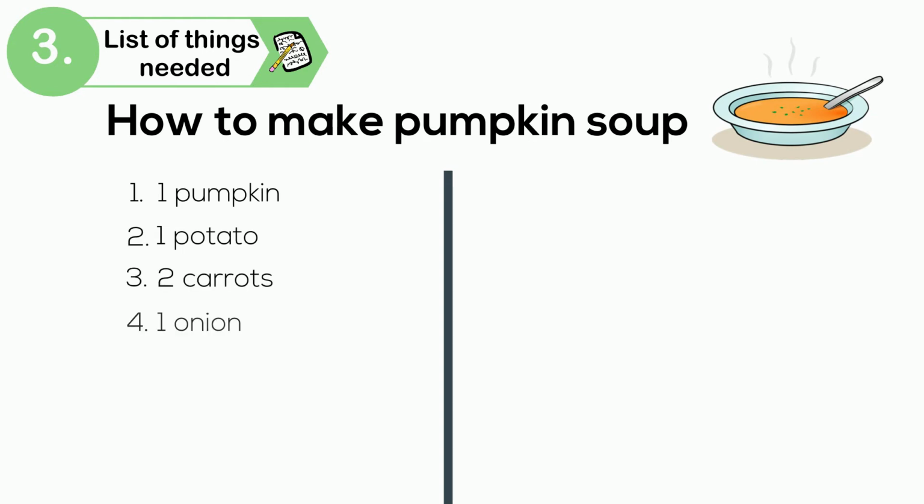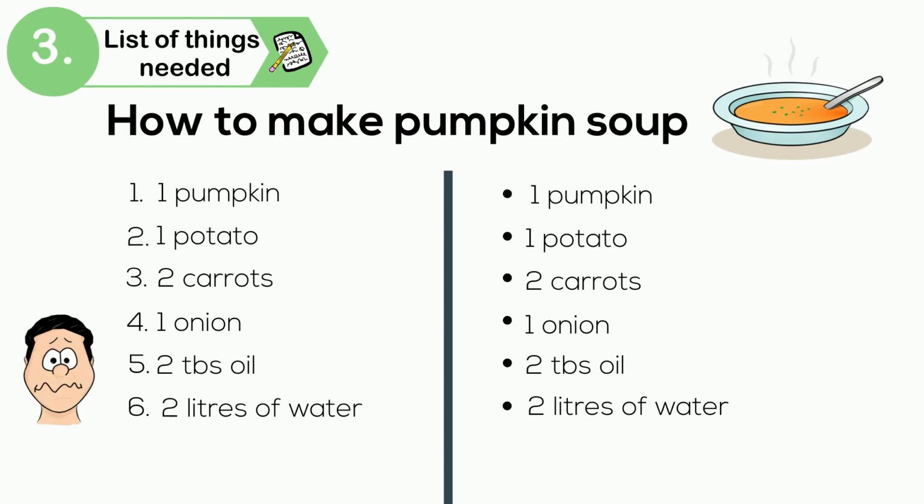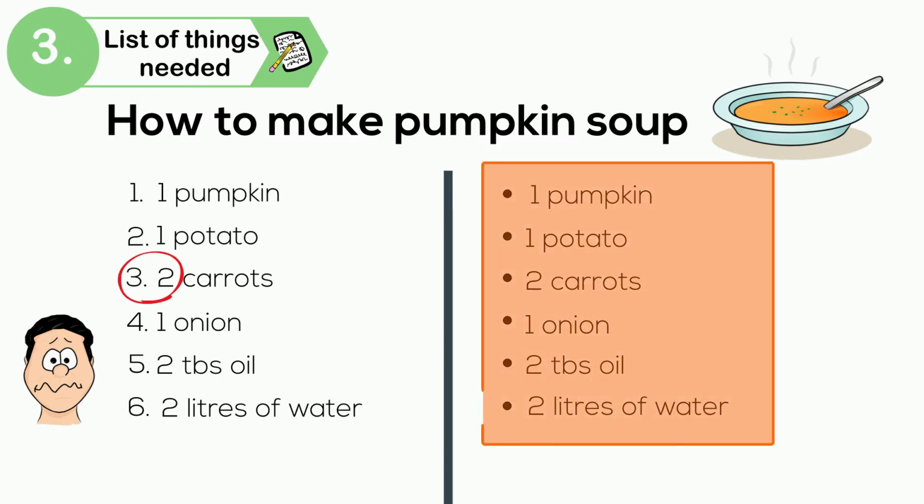On the left, I've listed the ingredients using numbered points. On the right, they are listed using bullet points. You can see how confusing it is to use numbered points. Will somebody accidentally use 32 carrots instead of 2? Bullet points help to demarcate each item on the list, and visually, they make it easier for us to read.